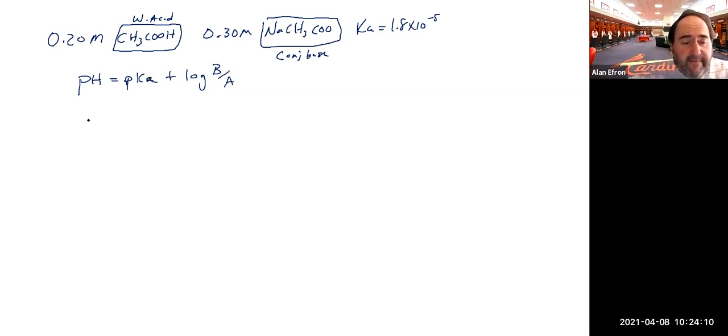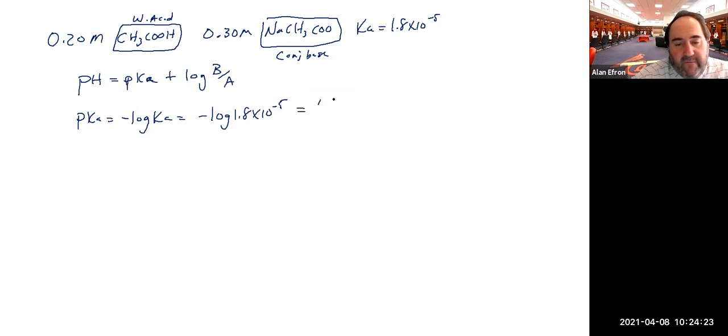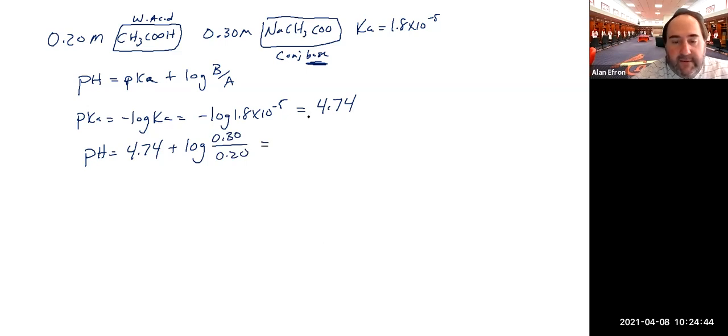So to calculate the pKa value, we would go minus the log of the Ka. So that's going to give us minus the log of 1.8 times 10 to the minus 5. That's going to give us a pKa value of 4.74. Now we're good to go into the Henderson-Hasselbalch equation: 4.74, which is our pKa value, plus the log of the base. So again, understanding that this guy over here is the base tells us we should go with 0.3 up on top and 0.2 on the bottom. And if you do all that, lo and behold, we end up with 4.92 as the pH of this solution.